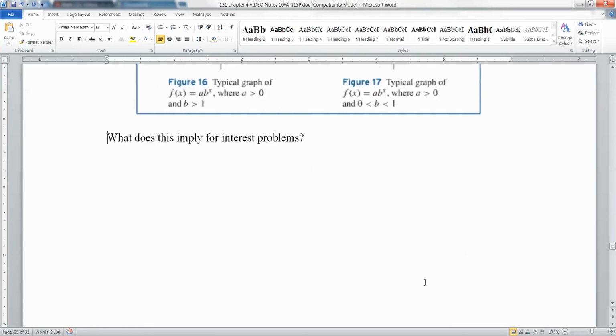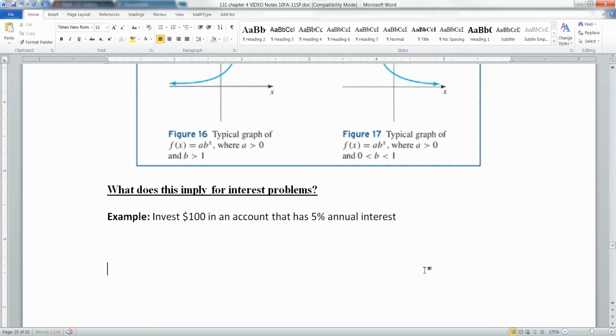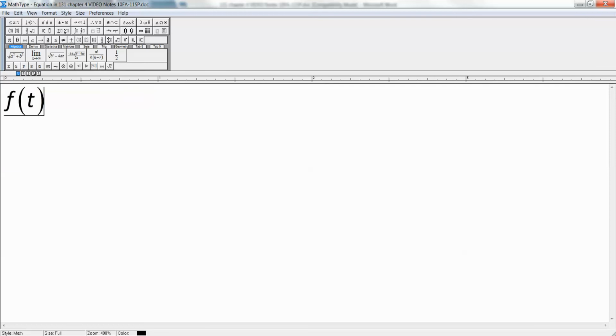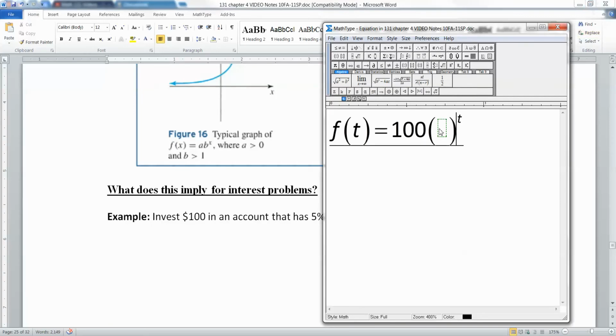So let me make you up a couple examples. Hold on one sec. All right, let's start with this one. Suppose I'm going to invest $100 in an account that has 5% annual interest. Let's figure out what the function would be. So most students know, they think, oh, okay, it's 100 for sure, right? And they get that it's exponential growth. But the mistake students make is that they'll say, oh, it's 5% interest, so it's 0.05.